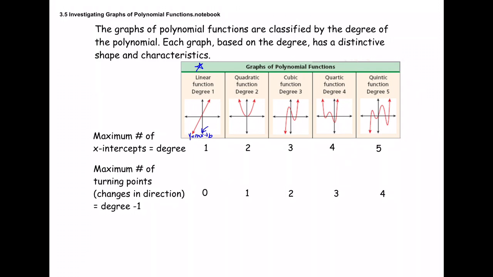Looking at a quadratic function, we have a degree of 2, which means it can potentially have 2 x-intercepts. And then the turning points, where it changes directions, you see it bounces off the origin right here, can have 1. A cubic function, the degree of 3, could potentially have 3 x-intercepts, and it has a maximum number of turning points of 2. A quartic function has the degree of 4, has 4 x-intercepts, same as the degree. Degree minus 1 would leave us with 3 turning points. A quintic function, which is the degree of 5, would have 4 turning points.